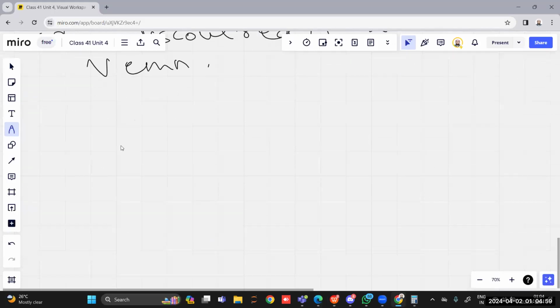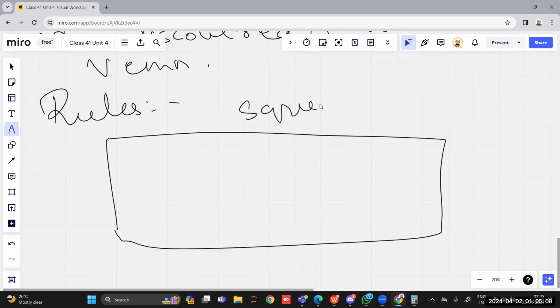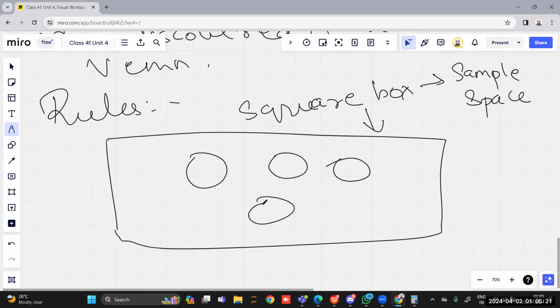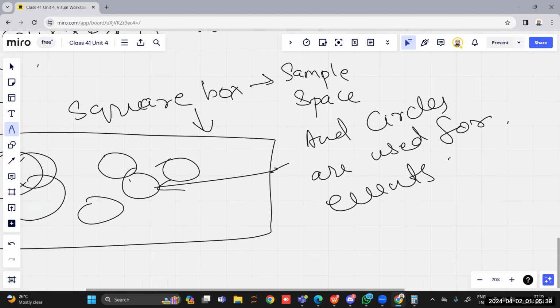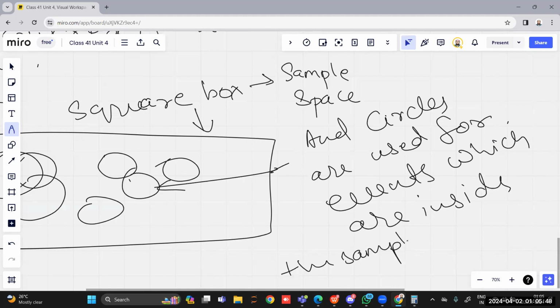There are two rules that I will explain further in the Venn diagram. Rules you need to remember. Always there is a square box. The square box always represents a sample space. No other shapes. There are two shapes that can be used generally: a square box for sample space and circles, as many circles as you want, according to how many events you have. Circles are used for events which are inside the sample space. Got that? So we'll see the definition from the textbooks as well.